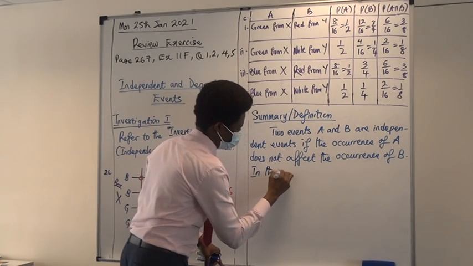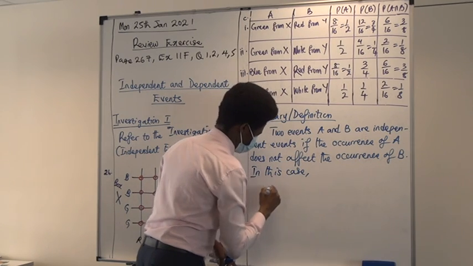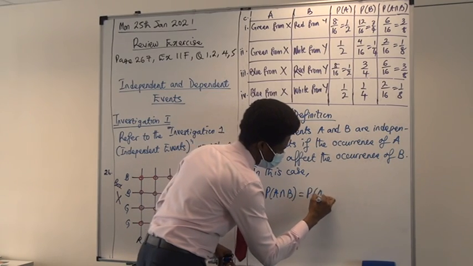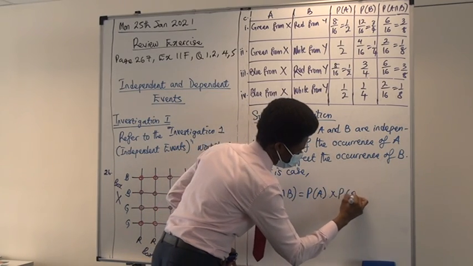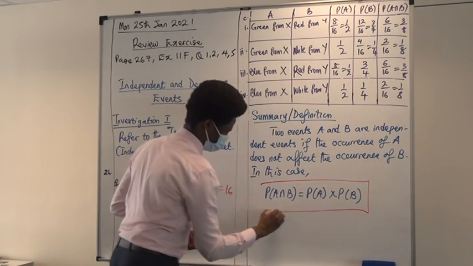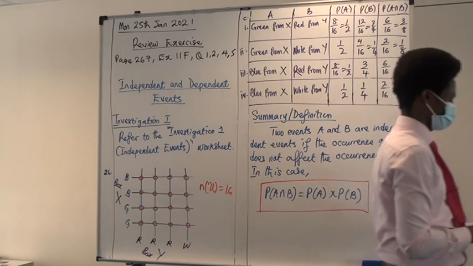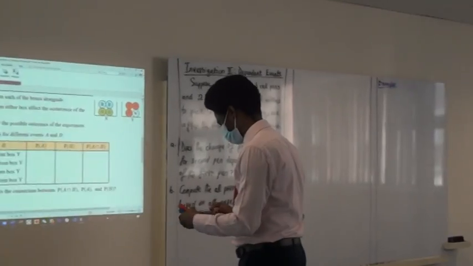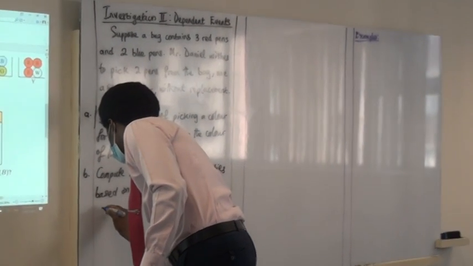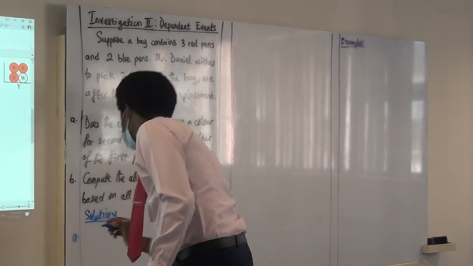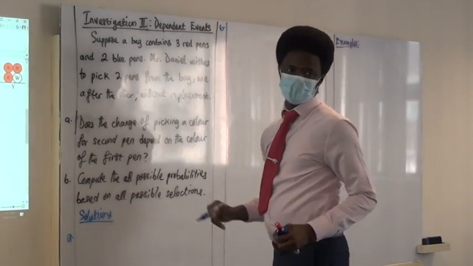In this case, the probability that A and B holds is the probability of A times the probability of B. So that is the summary you can get from here. And I've also asked you to do this. Let's look up.